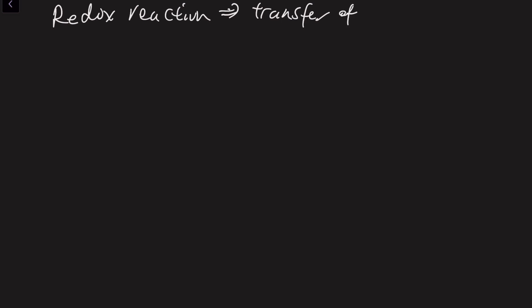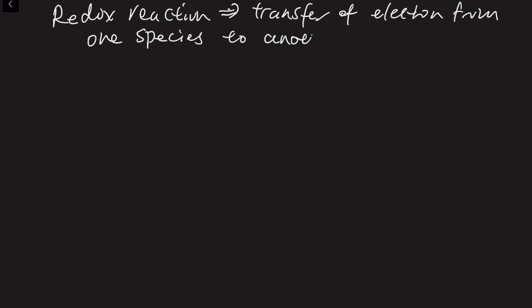The definition of redox reaction is a transfer of electron from one species to another. Essentially, it is a reaction about transfer of electron. And combustion reaction is one type of redox reaction.